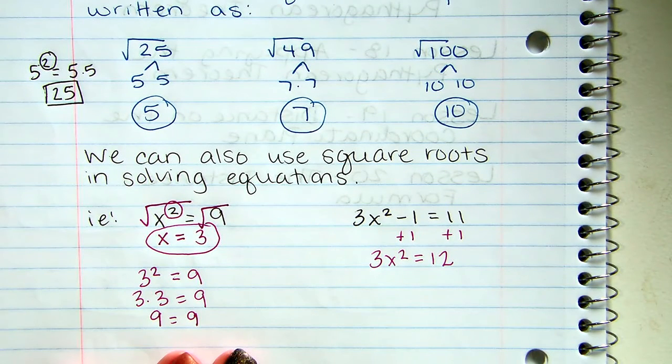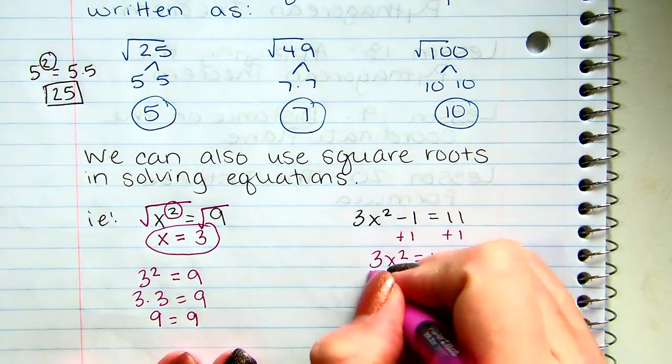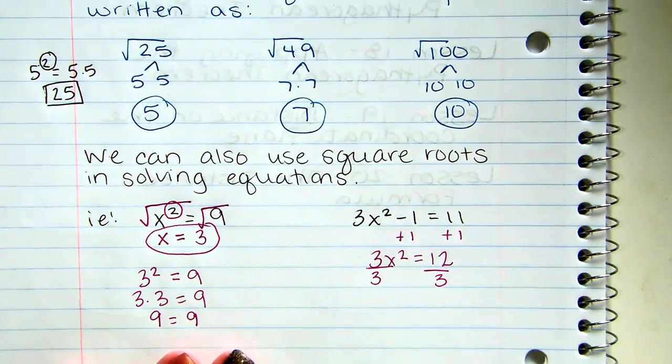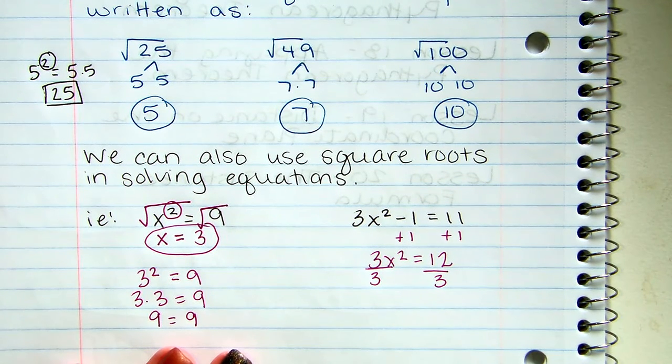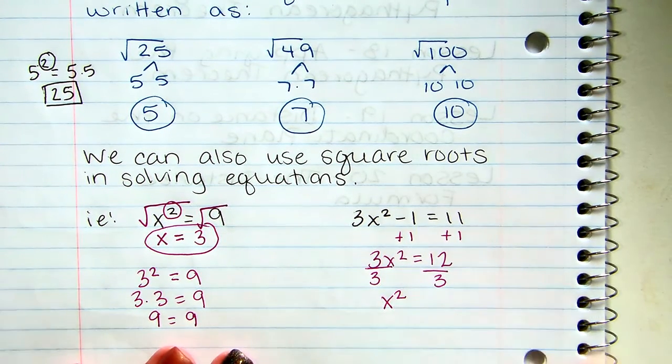Now, if this was just simply 3x, we would divide by 3 on both sides. That is what we're going to do. So I'm going to divide by 3 on both sides. I cannot use a square root unless the variable is just simply by itself. So it has to say x squared in order for me to use a square root.